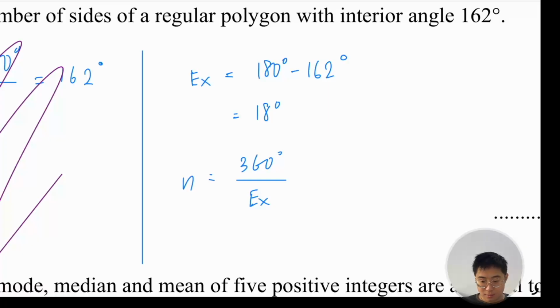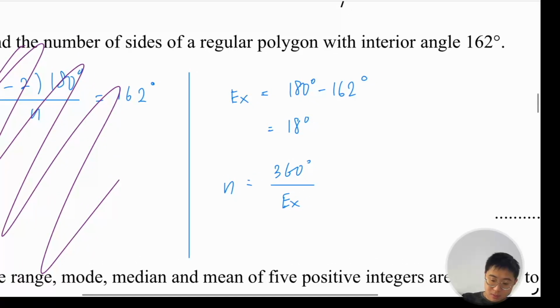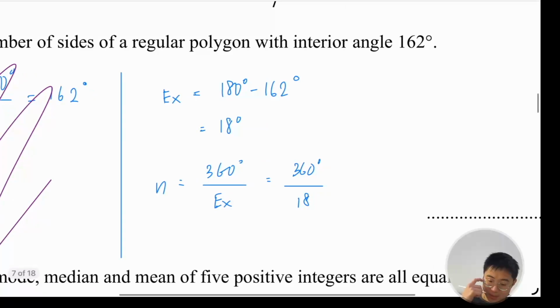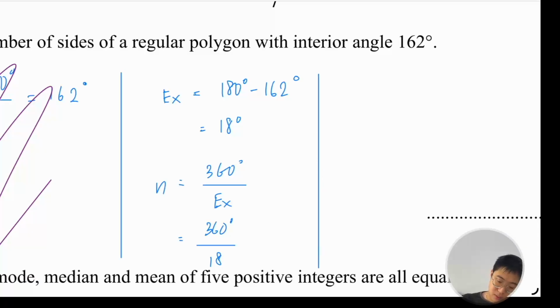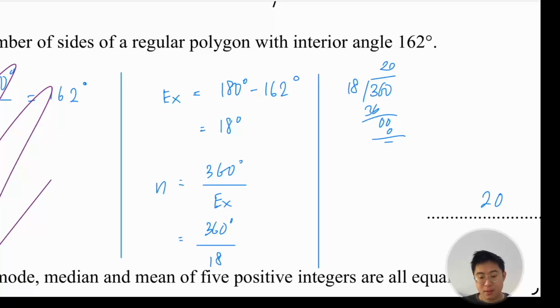Okay. Then we'll put the 18 in my formula: 360 divided by 18. Let's do this on the side. 360 divided by 18. I think it's 20. Yeah, it is 20. So you should get 20 sides.